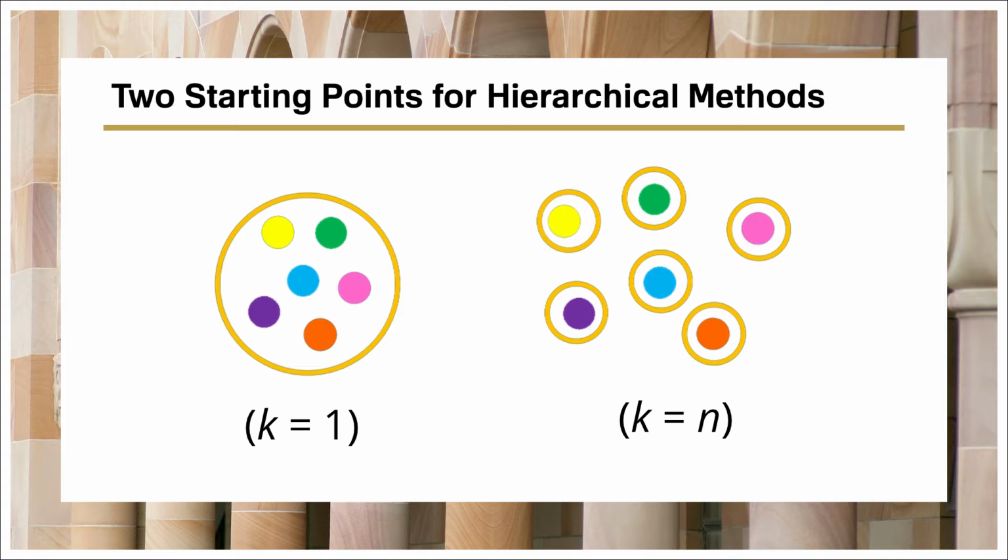This is illustrated in the left picture. At the other extreme, we could put each consumer in their own segment. In this case, k equals n. The number of consumers is the same as the number of segments. This is illustrated in the right picture.